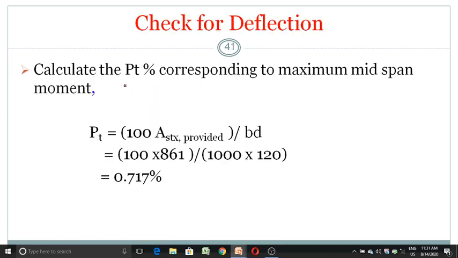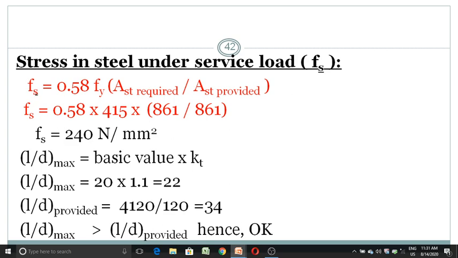For deflection, we need to know the percentage of steel reinforcement provided. That can be calculated as 100 AST provided by bD, that is 100 into AST, which is 861, b is 1000 and D is 120, then we'll get 0.717 percentage. And Fs can be calculated by using this formula, which is provided in our code also. If you substitute the values of Fy, AST required and AST provided, we will get Fs equal to 240 Newton per mm square.